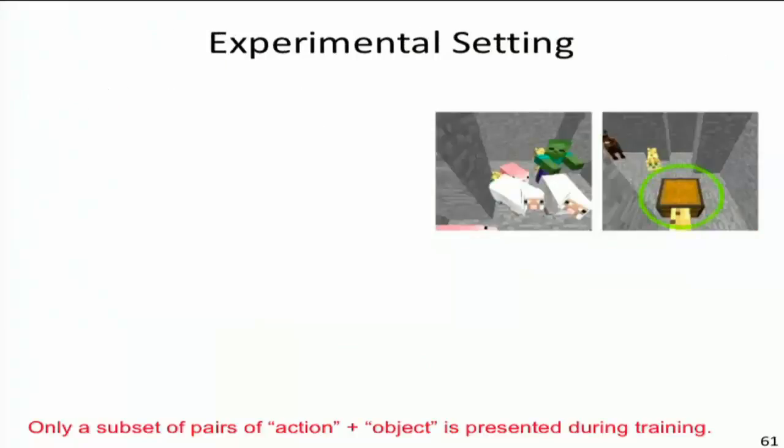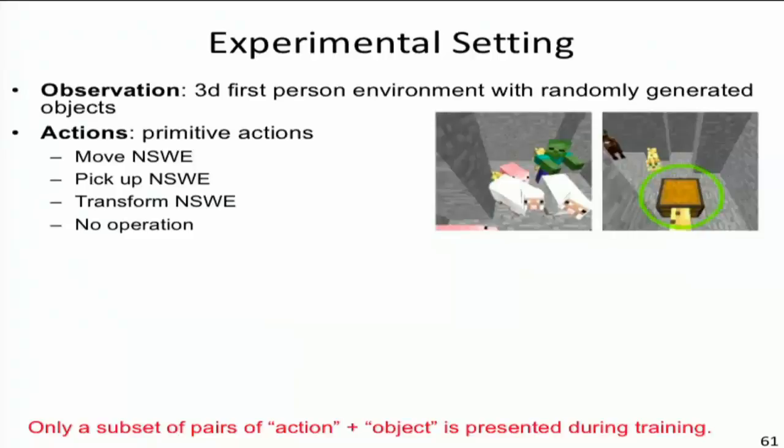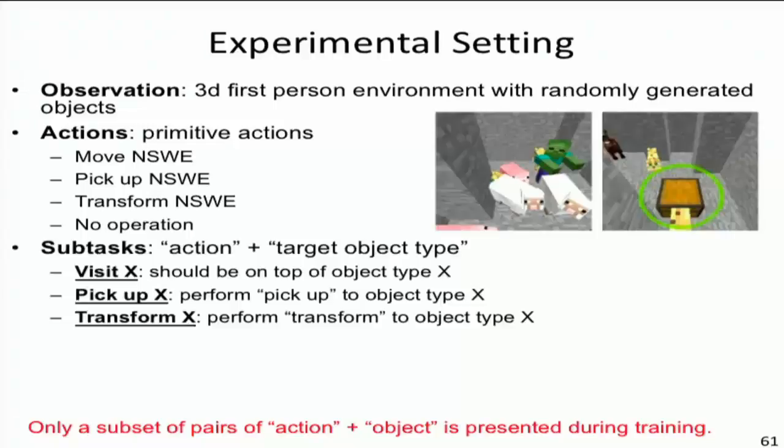So, experimental results. These are the environments that the agent sees. The agent can take some actions such as moving in different directions, picking up an object it is facing in a given direction, transforming the object, or just taking no action. And the task is to solve some specific combination of action and target object, such as visiting, picking up, or transforming the object.